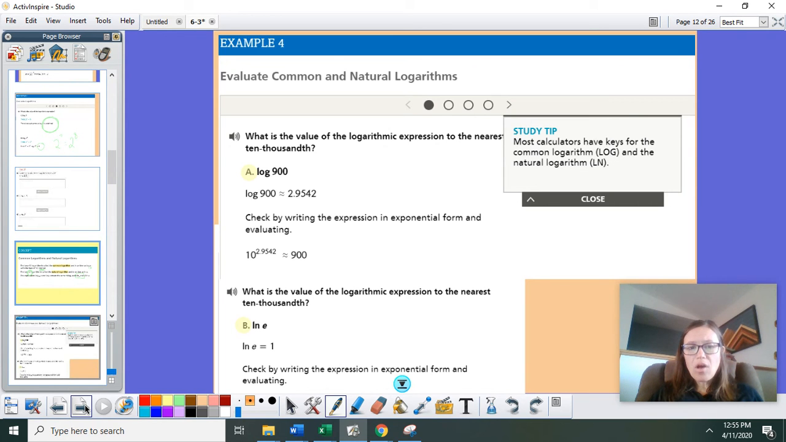In example 4, they're going to go through and evaluate the common logs and the natural logarithms. And so we have log base 10 with the argument of 900. So we're like, okay, log of 900, so 10 raised to what power would give us 900? And so we think, okay, well, 10 squared is 100, and 10 to the 3rd power is 1,000. We are closer to 1,000, and so when we get 2.9542, that makes sense. In example B, we're thinking, okay, so the natural logarithm, base e, so e to what power would give us the argument of e to the 1st? Well, that must be a 1 there.